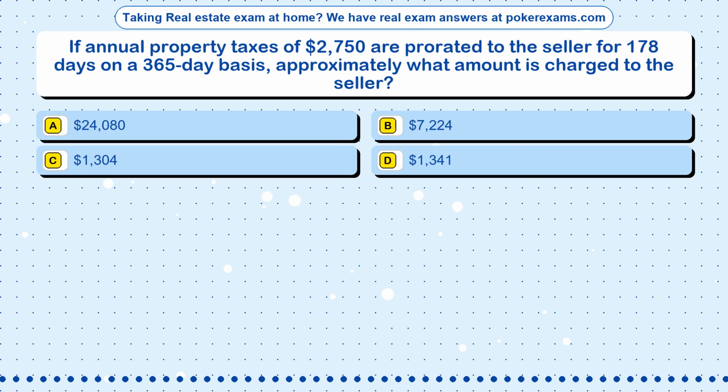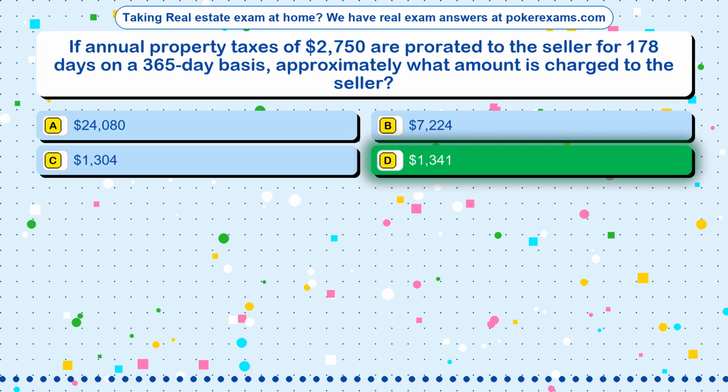Question 24. If annual property taxes of $2,750 are prorated to the seller for 178 days on a 365-day basis, approximately what amount is charged to the seller? Option A, $24,080. Option B, $7,224. Option C, $1,304. Option D, $1,341.